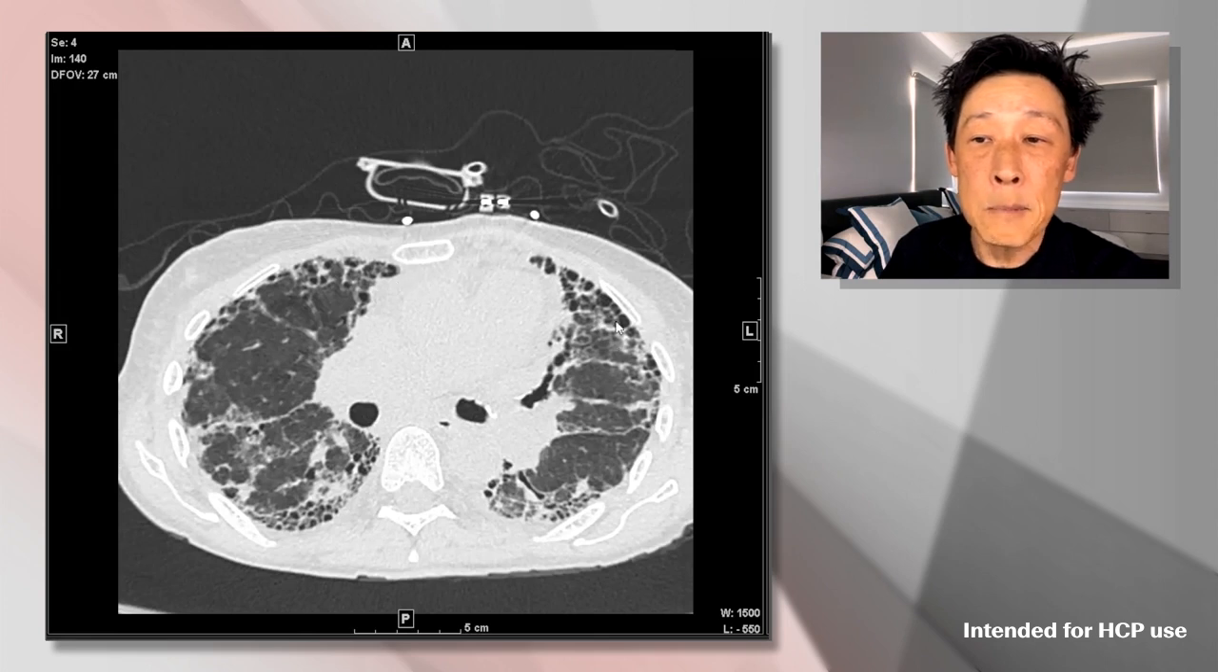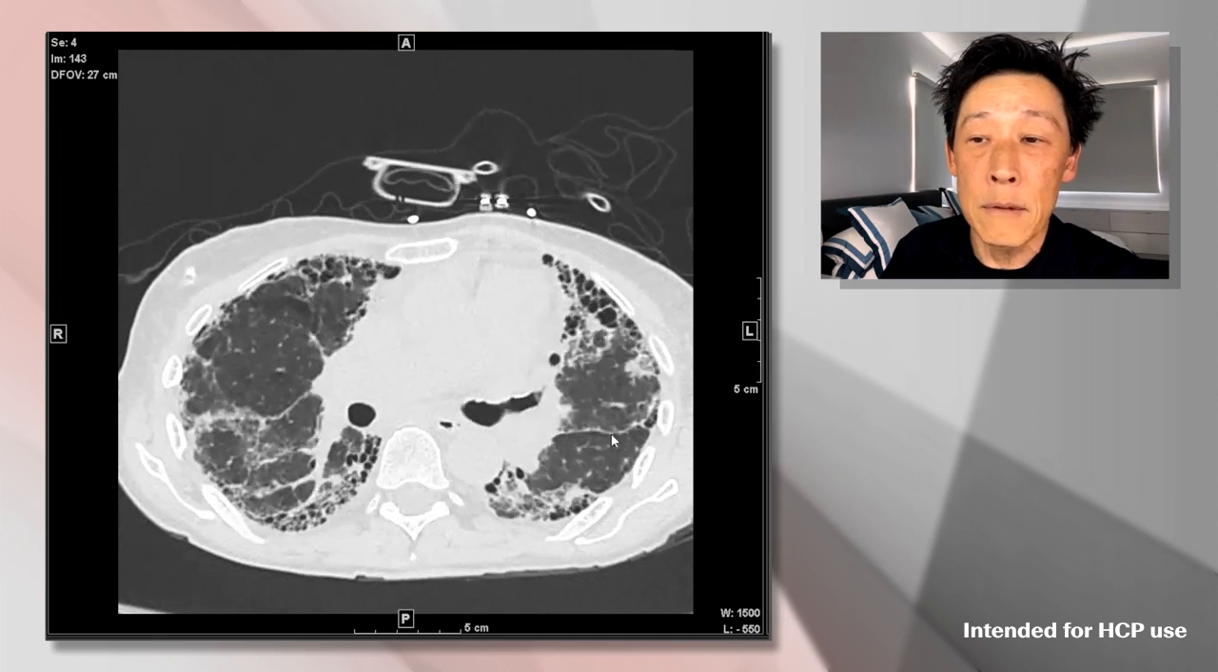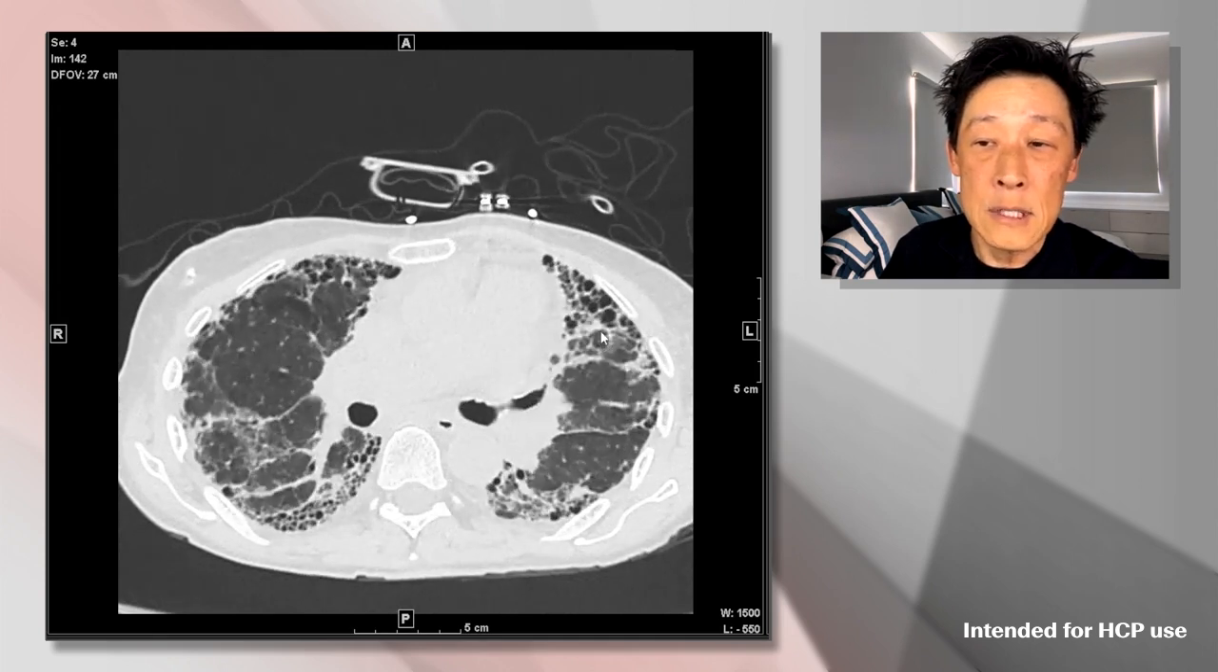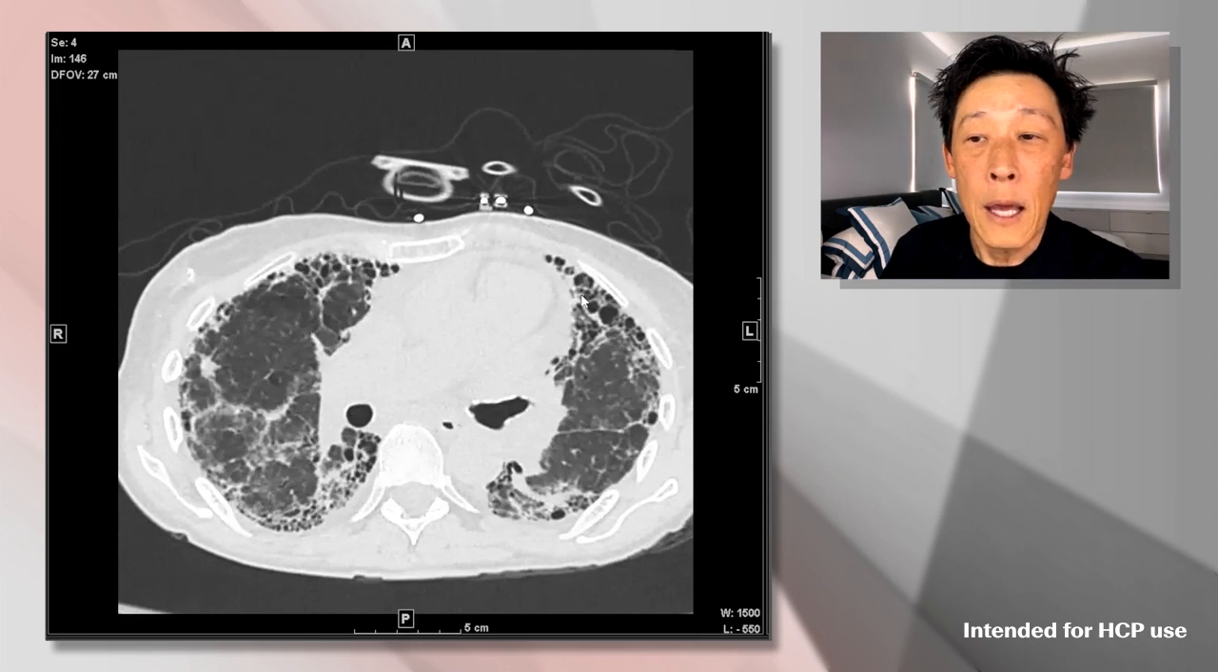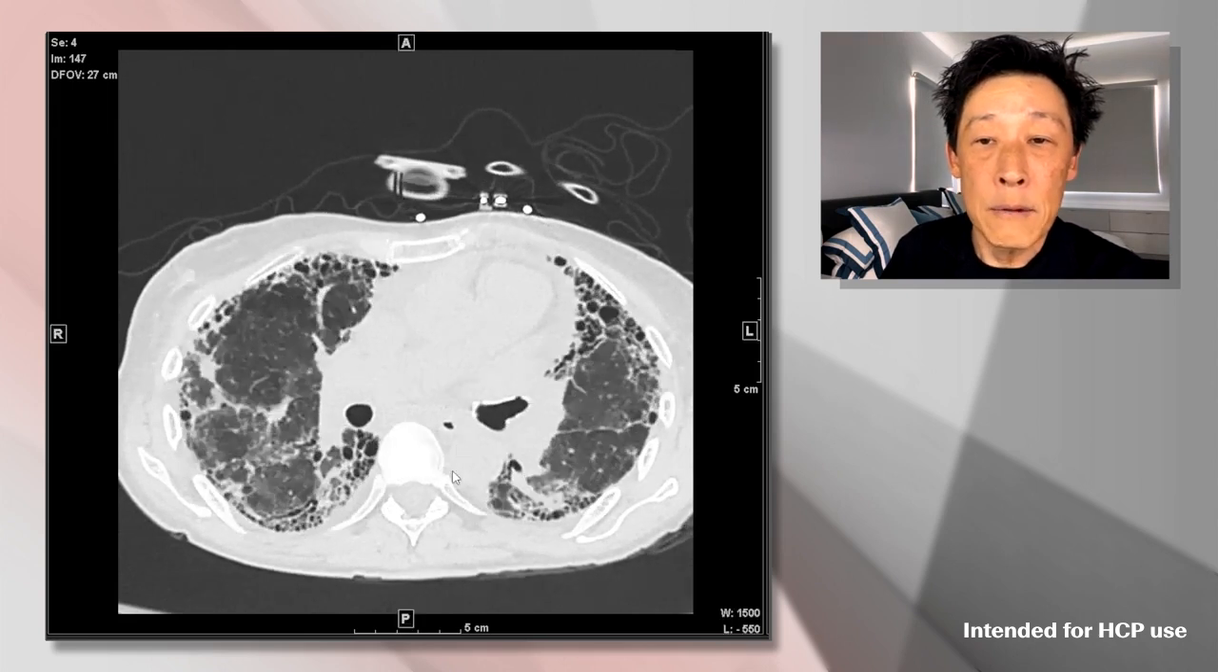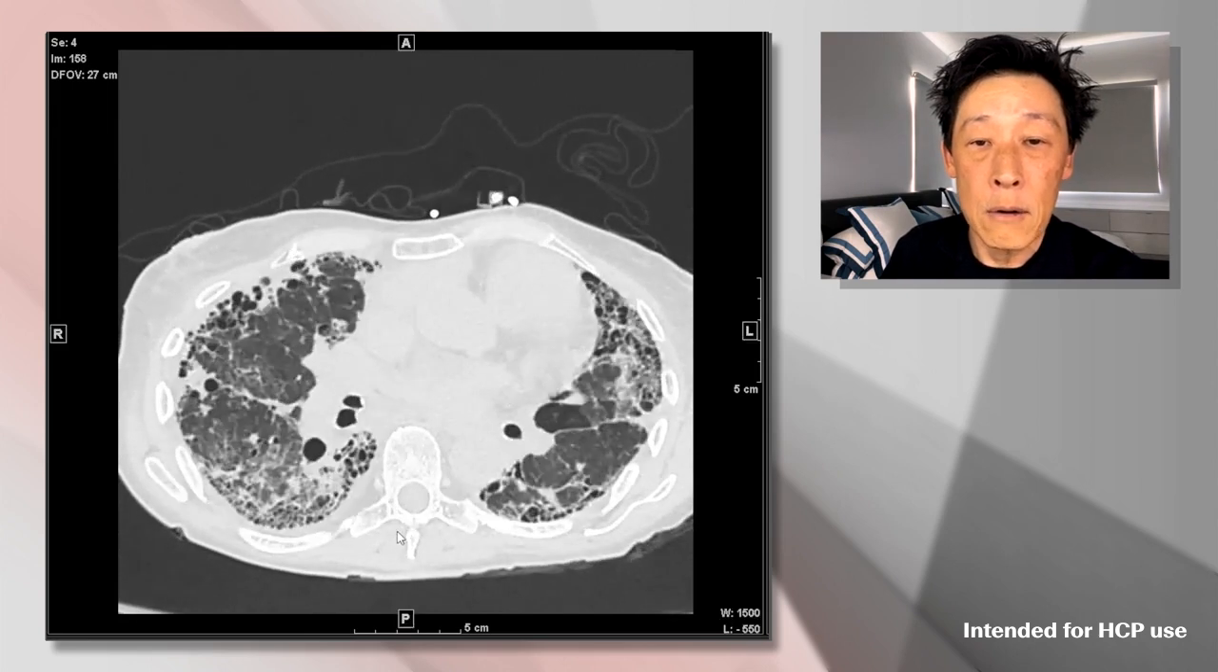And the honeycomb spaces should be this dark, because if you see gray inside or in the middle of these areas, such as this, it is more reticulation and abnormal lung, but not a true honeycomb, as I'm pointing out here. And we can see that that's quite a bit of honeycombing as we go down farther.